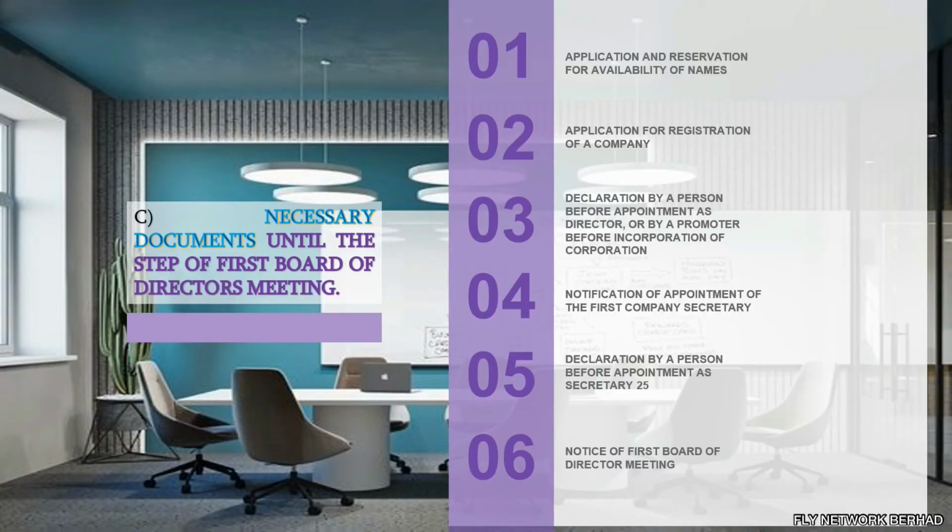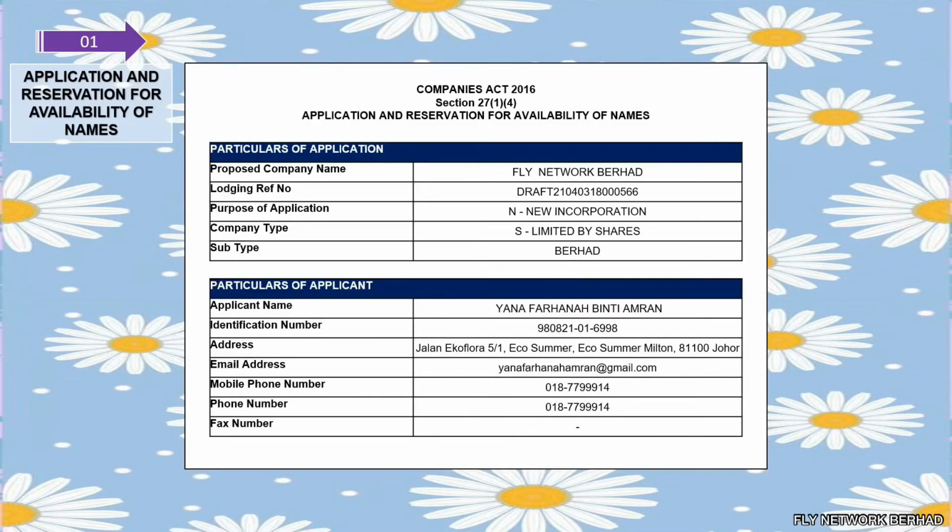Next are the necessary documents until the first BOD meeting. 6 documents have been identified. First, application and reservation for availability of names, which we applied for on 29 December 2020. The particulars of applicant is about our company, which is our proposed company name Fly Network Berhad, limited by share, and the purpose is for the new incorporation.